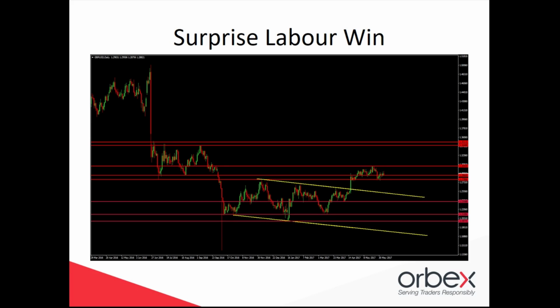The third scenario then is a surprise Labour victory with Jeremy Corbyn elected Prime Minister. This is likely to lead to a sell-off in sterling, and in this scenario the local 127.80s low will be the break point for a sell-off. Below there opens the way for a retest of the broken bearish channel, which you can see highlighted in yellow, and below that further downside targets are found at each significant swing low point. So there is a lot of room to the downside there on a surprise Labour victory.